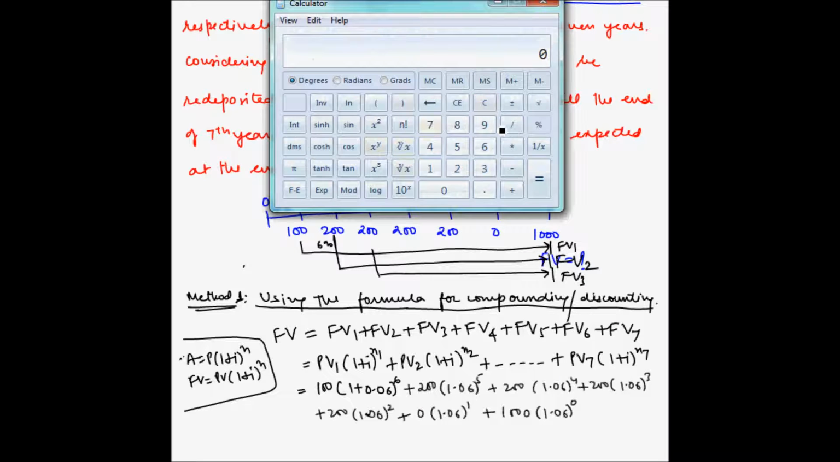So let us calculate this amount. So 1.06 to the power 6 into 100 plus 1.06 to the power 5 into 200 plus 1.06 to the power 4 into 200 plus 1.06 cube into 200 plus 1.06 square into 200 plus, now 0 into 1.06 will be 0, and 1000 into 1 is 1000. So the answer is 2124.92 rupees.